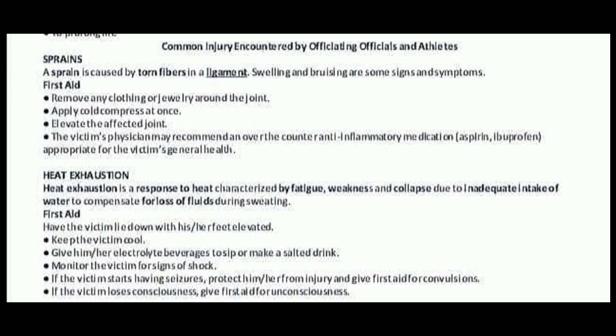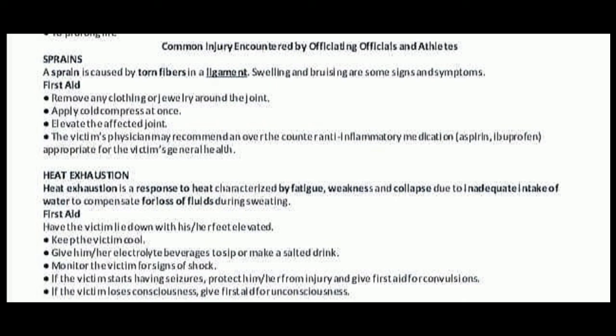First aid: remove any clothing or jewelry around the joint. Apply cold compress at once. Elevate the affected joint. The victim's physician may recommend over-the-counter anti-inflammatory medication, aspirin or ibuprofen, appropriate for the victim's general health.